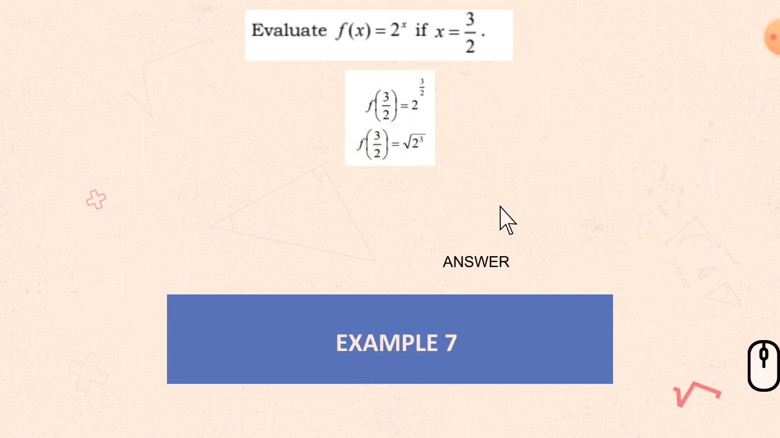Anong gagawin? Kung mapapansin natin, transform natin siya sa square root of 2 cubed. Bakit nangyari yon? Kasi kapag yung exponent natin is fraction, ang mangyari ay magiging ganyan. Yung denominator ay magiging sign ng square root. Since 2 yon, magiging square root siya. Pero kapag 3 naman yan, yung denominator natin, magiging cube root.